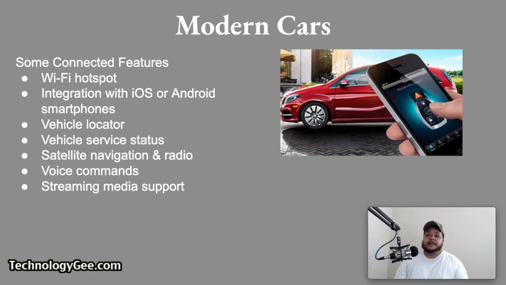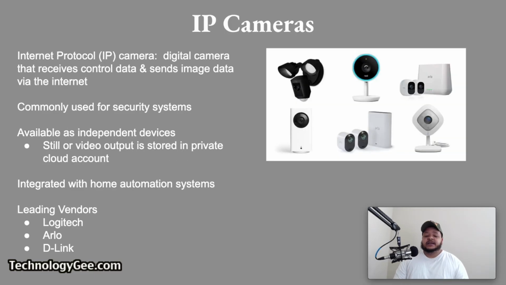Let's talk about IP cameras. An internet protocol camera is a type of digital camera that receives control data and sends image data via the internet. They are commonly used for security systems. They are also available as independent devices.